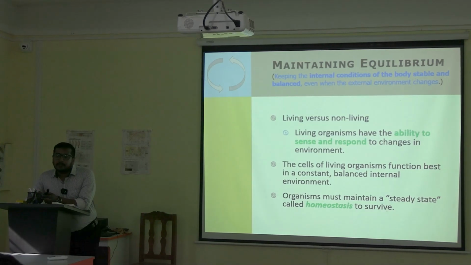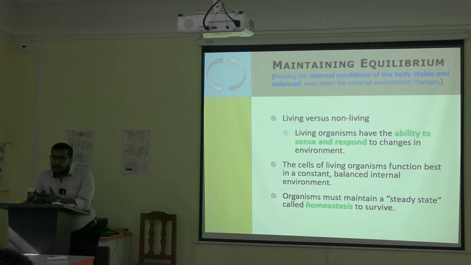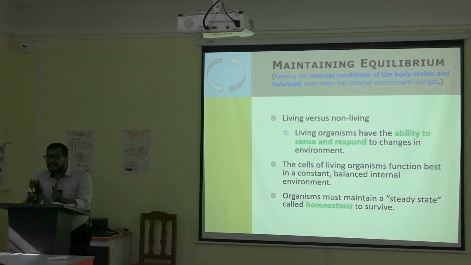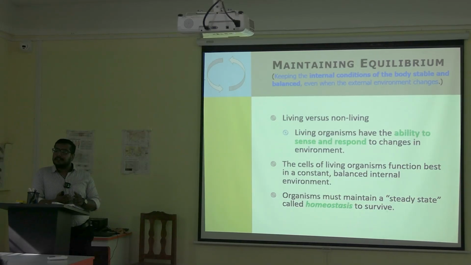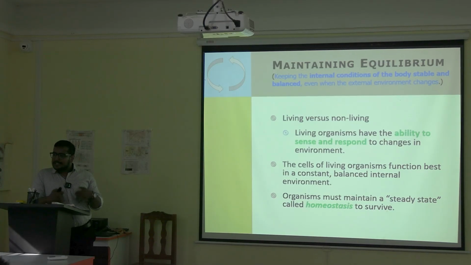So basically today we are going to discuss the feedback mechanism. But to know what the feedback mechanism is, which is basically a physiological process, we have to know what homeostasis is. So homeostasis is basically maintaining equilibrium. It is a difference between living and non-living organisms, that a living organism can maintain homeostasis within its internal environment, but a non-living thing always needs an external source to maintain equilibrium.